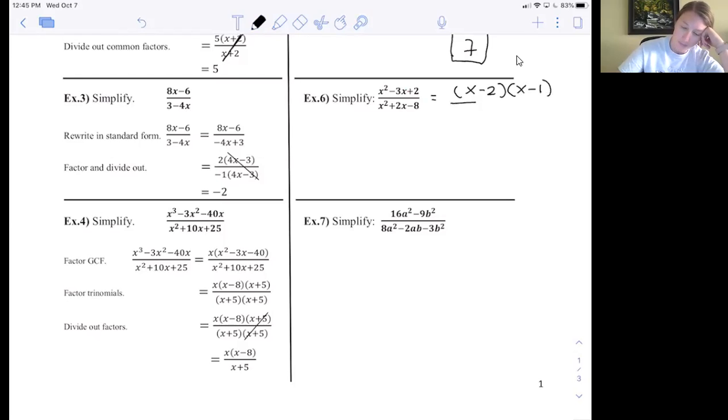And then on bottom, I need something that multiplies together to give me negative 8 and adds together to get me 2. So that is going to be 4 and 2, so x plus 4 and x minus 2. Okay, so now I see I can cancel out x minus 2 and x minus 2. So my answer is just x minus 1 over x plus 4.